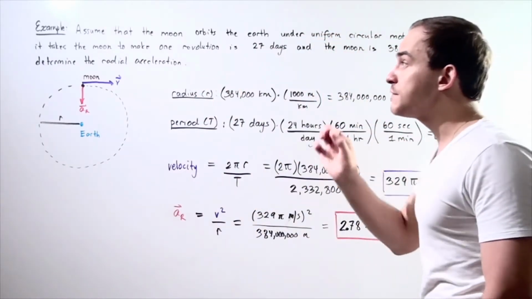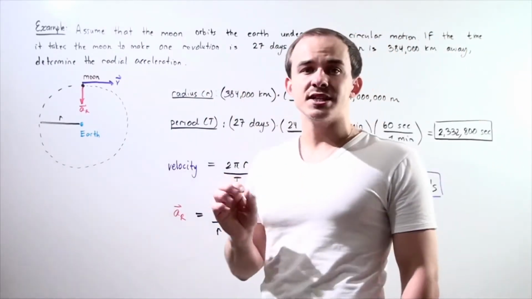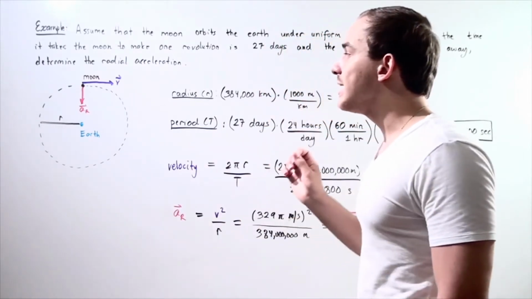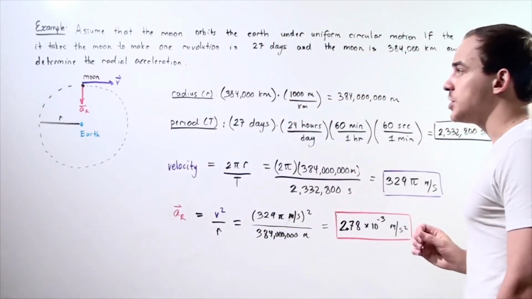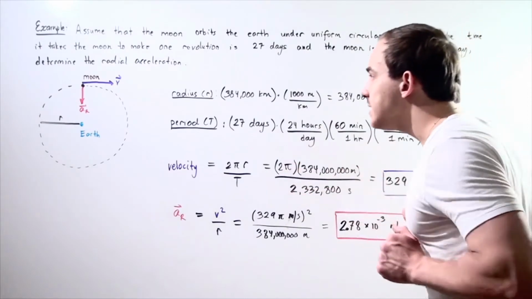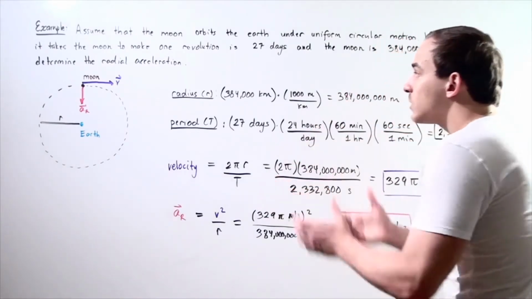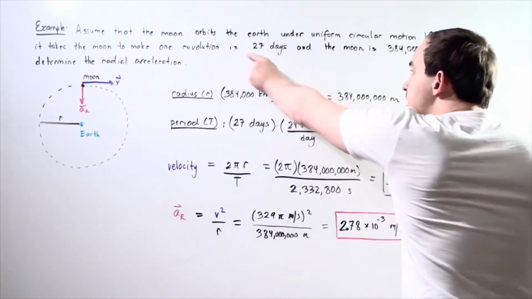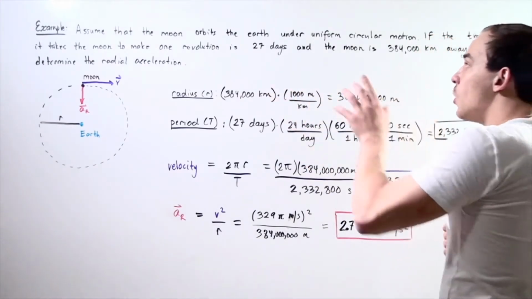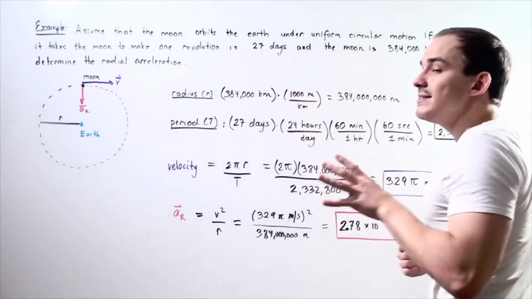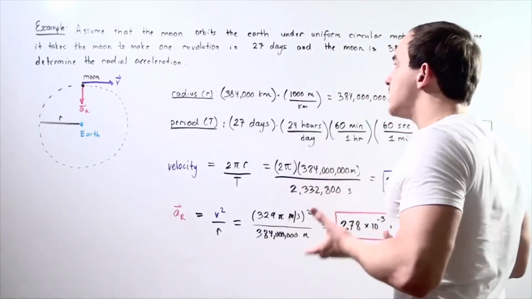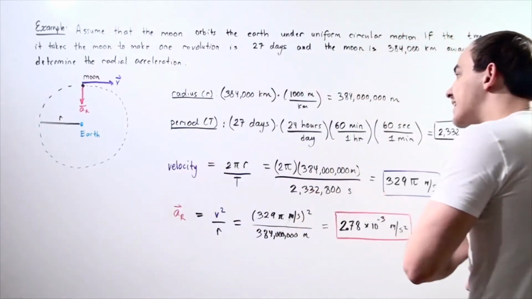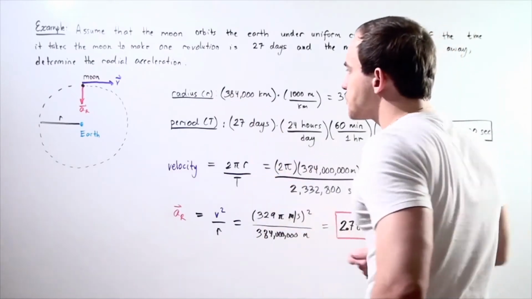We want to first find what the velocity is, and then use that to find our radial acceleration of the moon. So let's begin by converting our kilometers to meters. Then we're going to take this 27 days. Note that 27 days is our period, and we want to convert days to seconds. So let's begin our conversions.